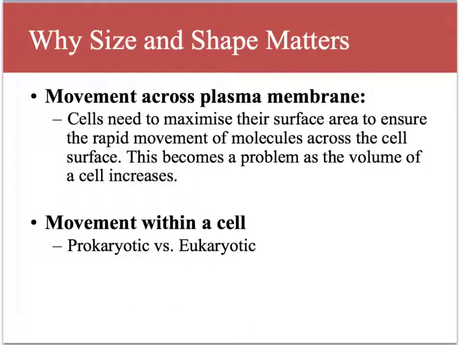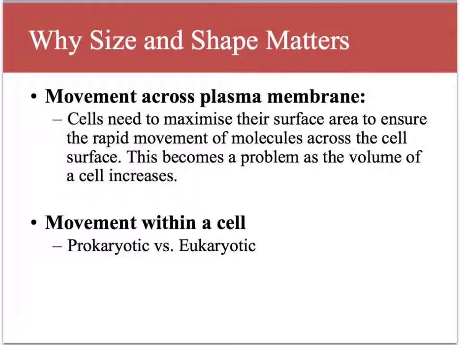So for movement across the plasma membrane, cells need to maximise their surface area to ensure the rapid movement of molecules across the cell surface. If you think about it, at some point you've probably done food tech and you've had to melt butter. If I put a block of butter into a saucepan, it's going to take a much greater amount of time to melt that butter than if I cut it up into small pieces. Every time you cut butter into smaller pieces, you're exposing more surface area. So with my plasma membrane, I need to have sufficient surface area to enable the import and export of required molecules.